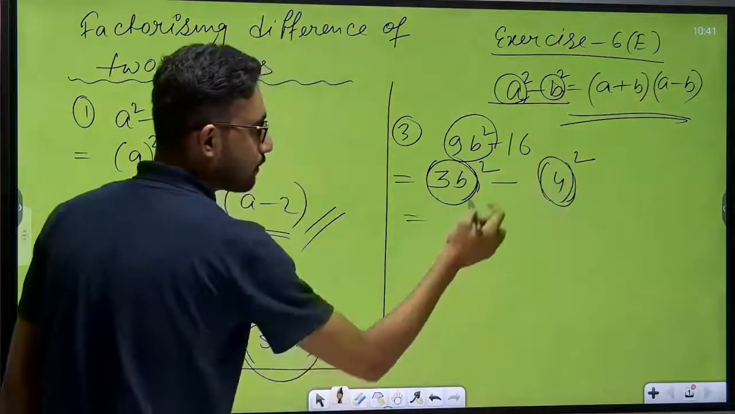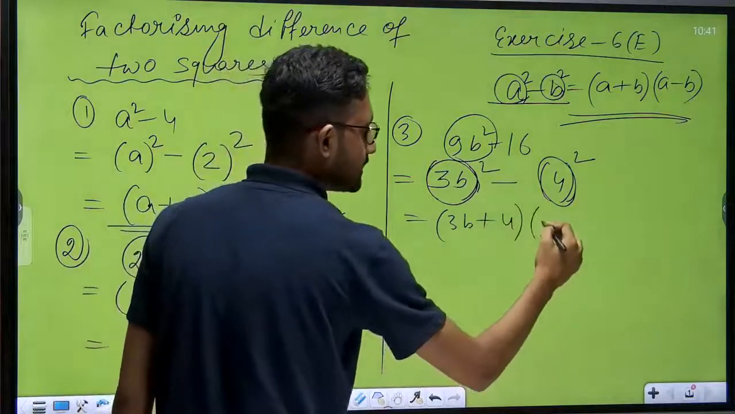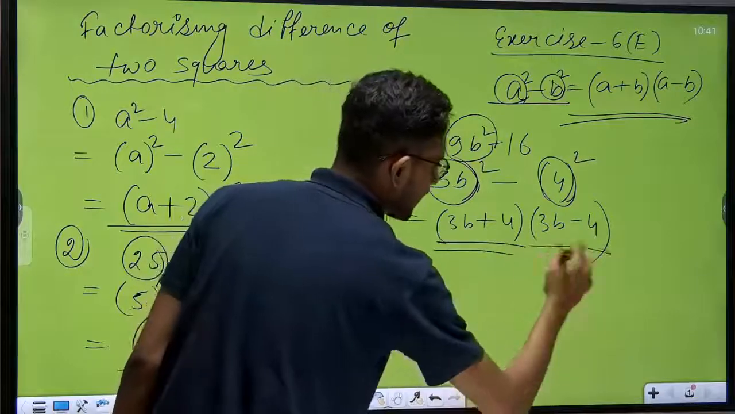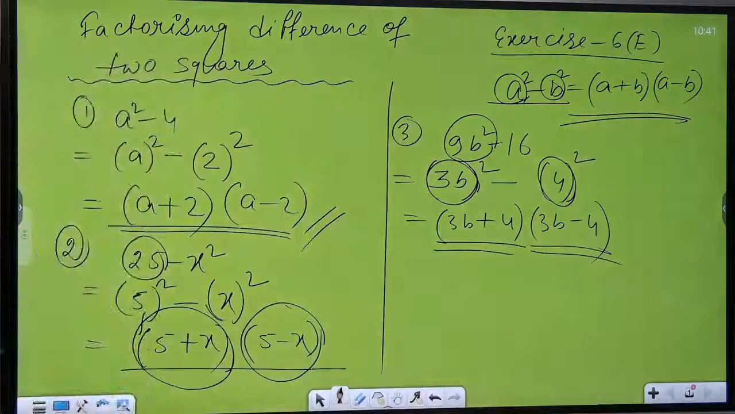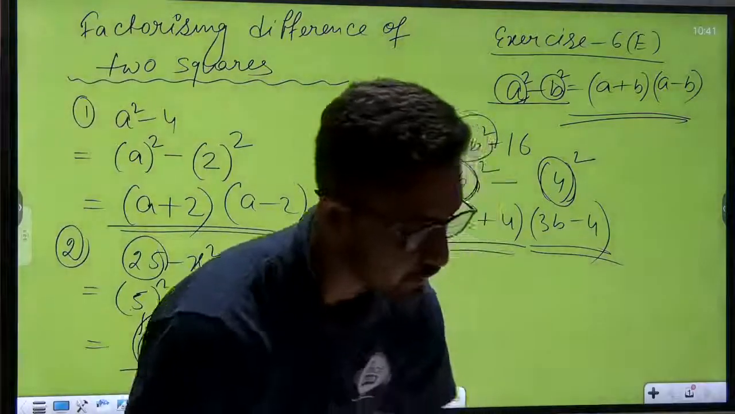So using the formula (a plus b) and (a minus b), we get (3b plus 4) and (3b minus 4). That is your simple question, and like this we have to find the next question also. So the next question you have to solve yourself.